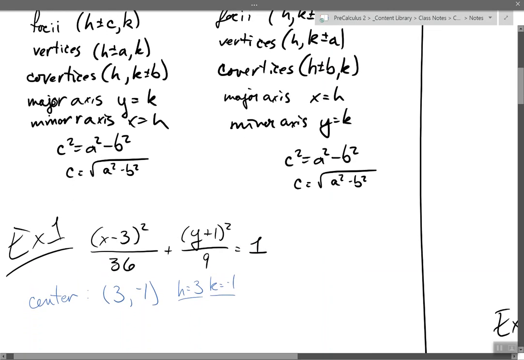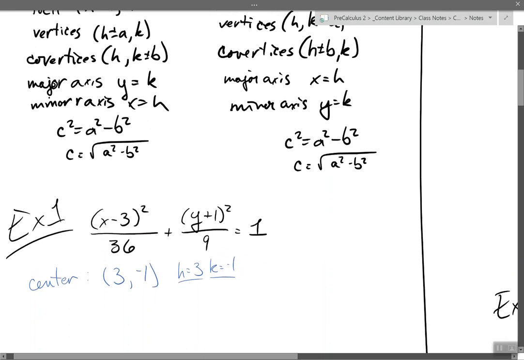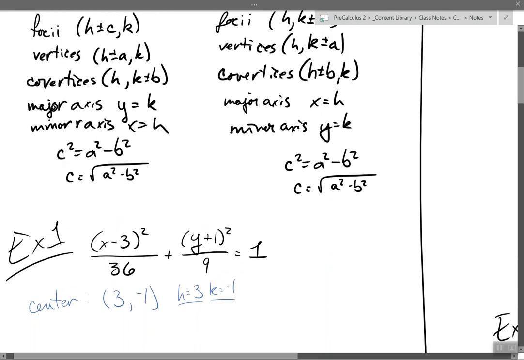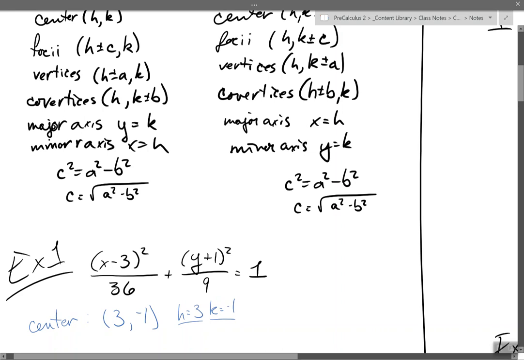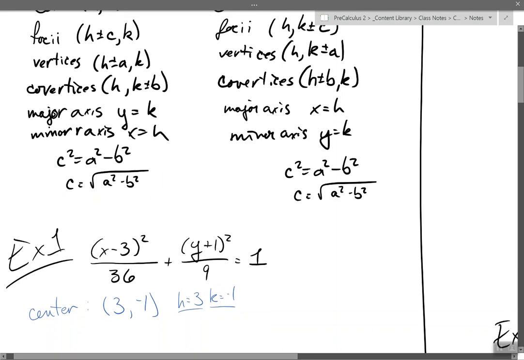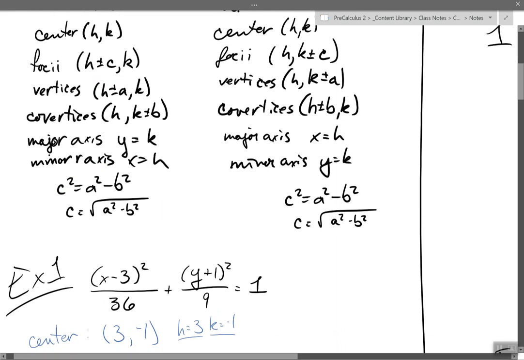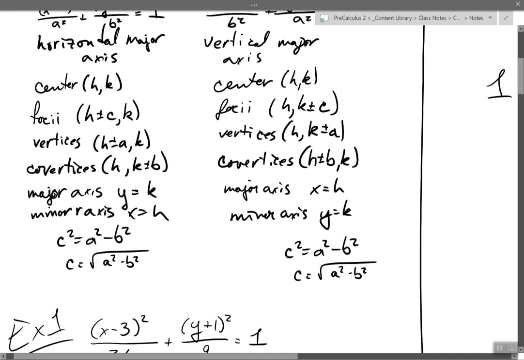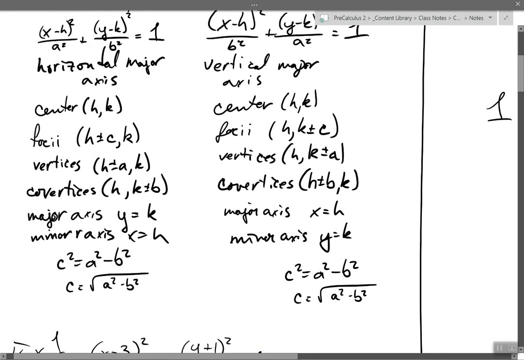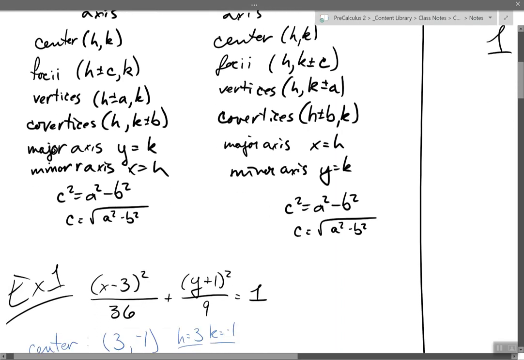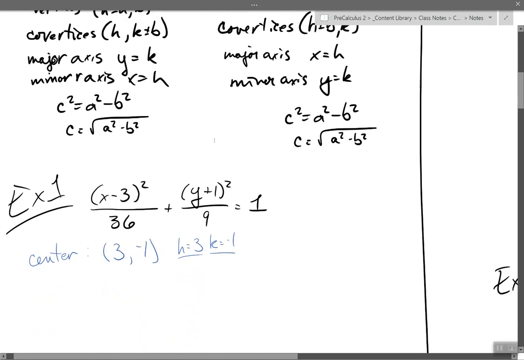So the next thing to do is to find the foci. And in order to do the foci, we need to know this value c. That's what we're adding. So we need to find c, which we have the equations for right there. That's the next step. Okay, another small thing with this, the numbers on the bottom are technically squares. So it's a squared and b squared, which means that a is not 36. A squared is 36, and b squared is 9.